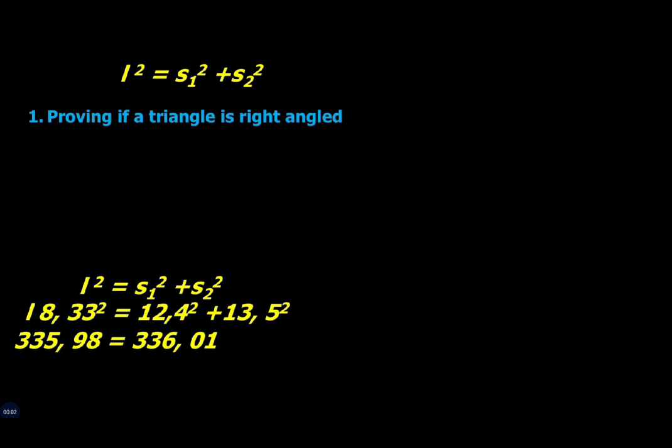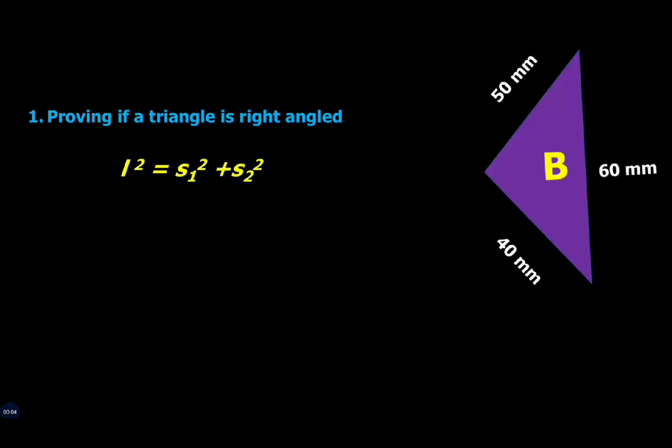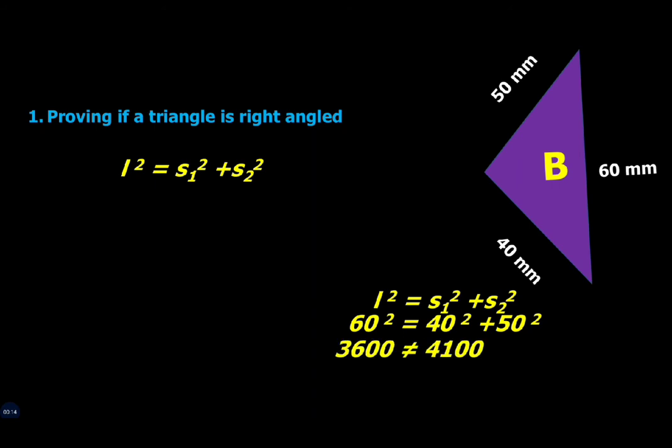What of triangle B? Well, the longest side is 60. Let's apply the theorem of Pythagoras. We're discovering that the left-hand side is not equal to the right-hand side. This triangle is not right-angled. Okay, let's move on.